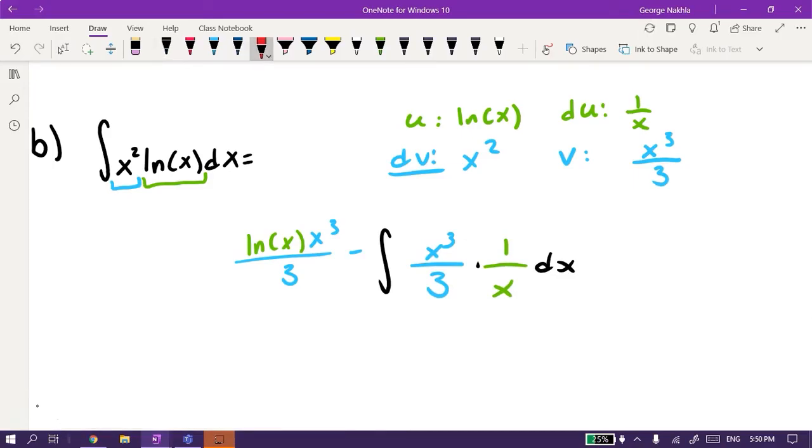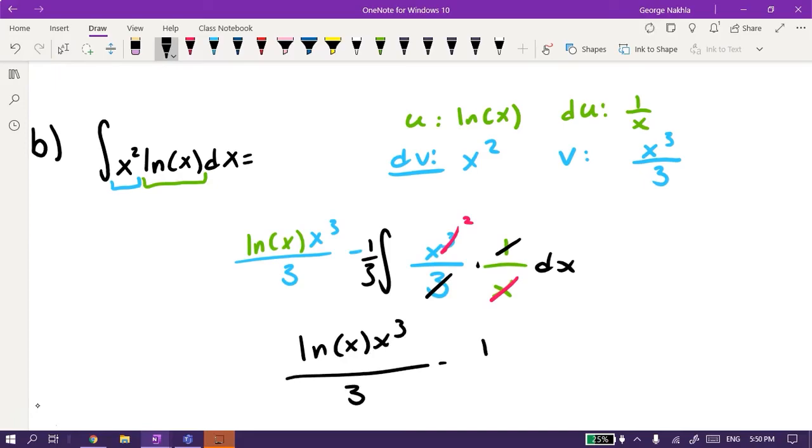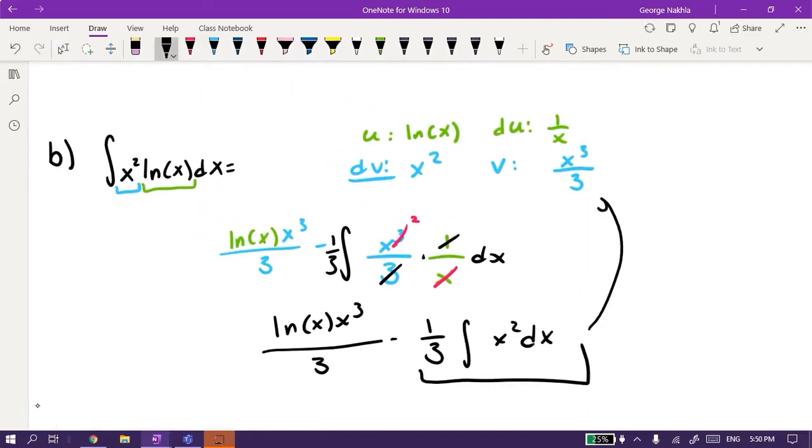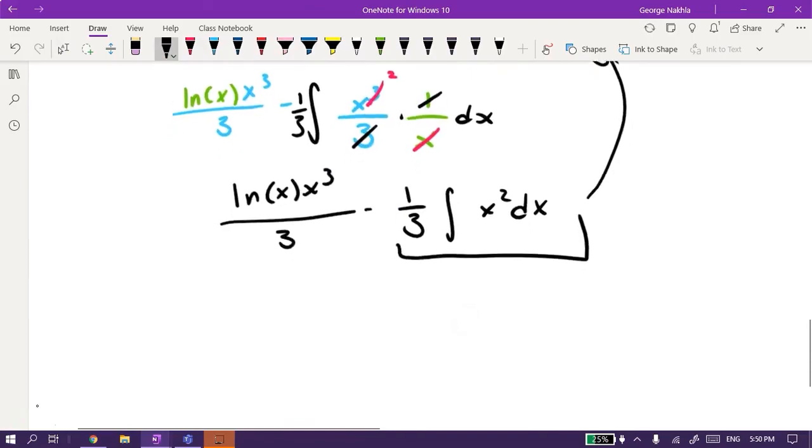So what we see here is that we can cancel this x out with this x, make this squared, and we can actually just bring this 1/3 out front. So I'm just going to clean this up a little bit. Minus 1/3 integral of x squared dx. So we know how to take the integral of this because actually it's just the same as what we did up here, just like the last problem.